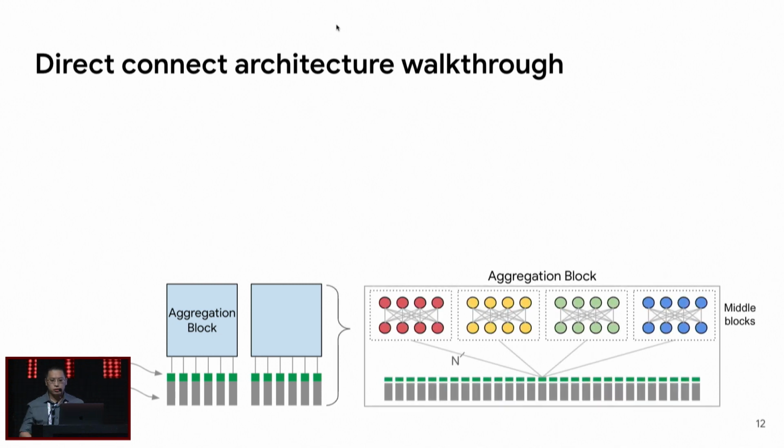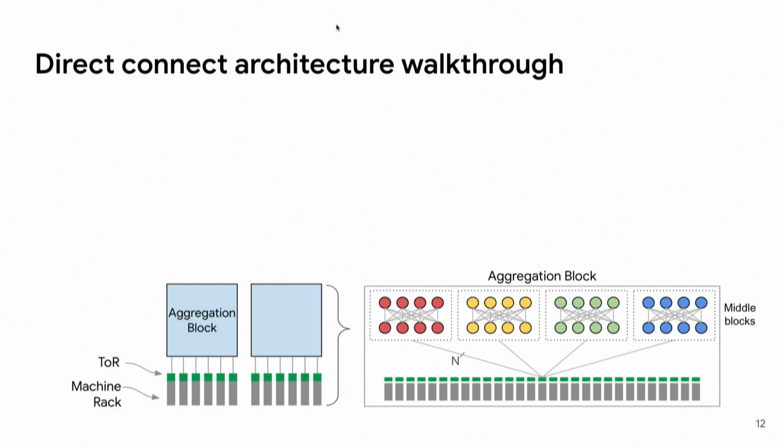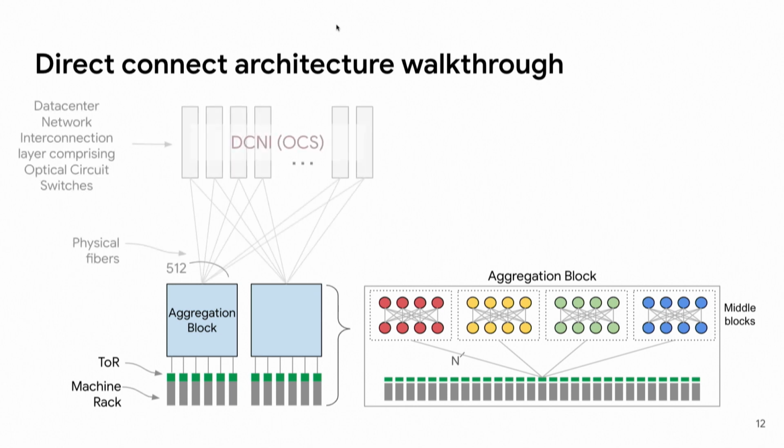Aggregation blocks largely remain unchanged. Each aggregation block is made up of 4 middle blocks, as we call them. A top-of-rack switch, or TOR, fans out to all 4 middle blocks. Each aggregation block is then connected by optical fibers to the data center network interconnection layer, or DCNI, which is made up of OCSs.